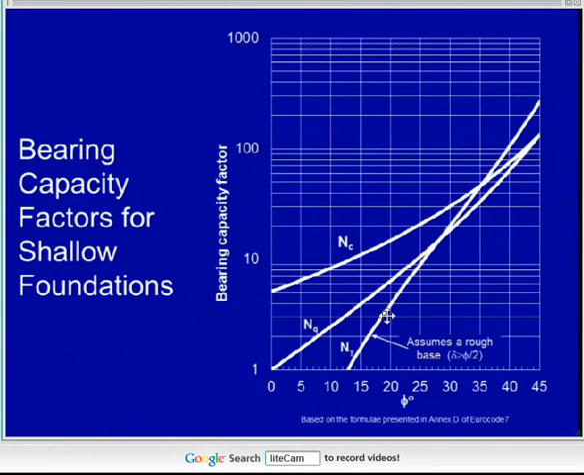So this is what we use, and you can see, although it doesn't go to 0, when phi is 12 degrees, N gamma is already equal to 1, and when you go all the way down there, it goes down to 0 for very low phi.